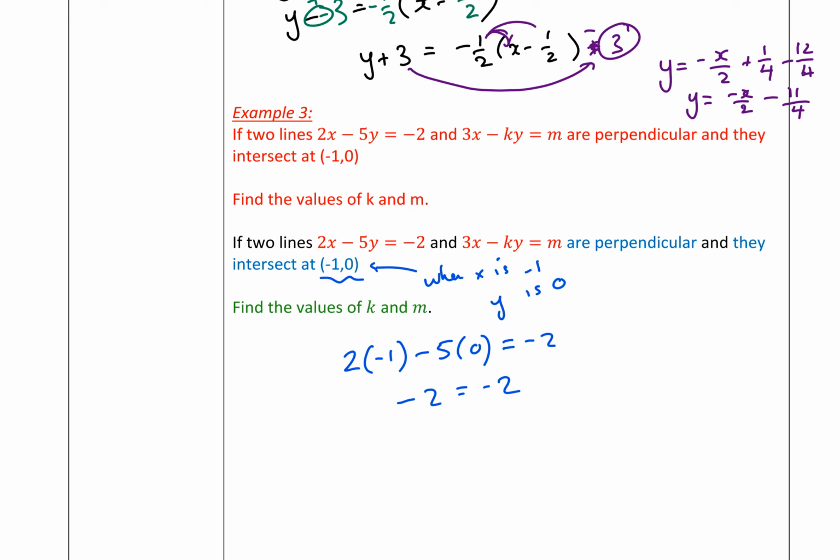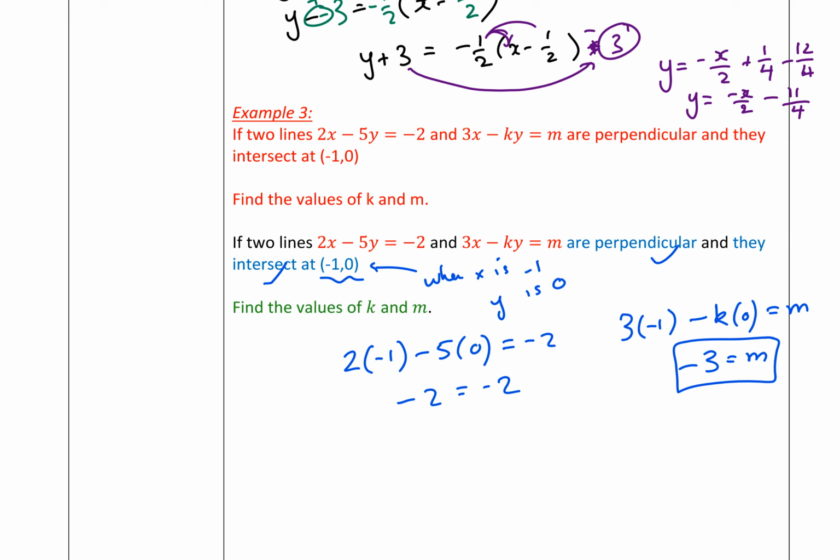However, if I use it in my next equation, 3 times -1 minus k times 0 is equal to m. And so I find that -3 is equal to m. That's helped me already. So that's using one piece of information. The other piece of information is that they're perpendicular.